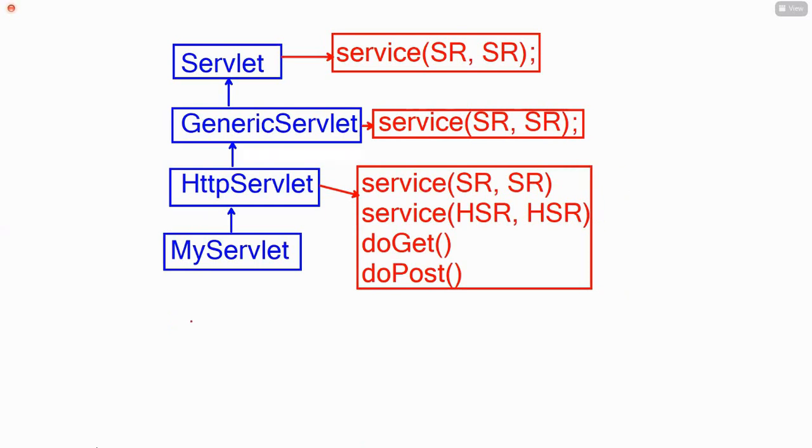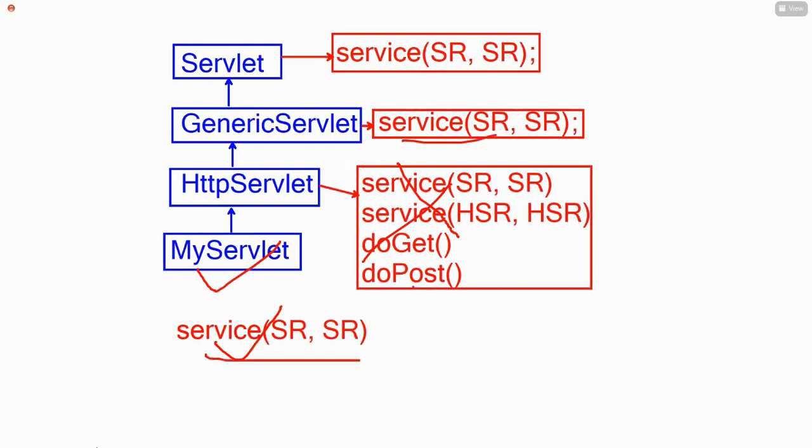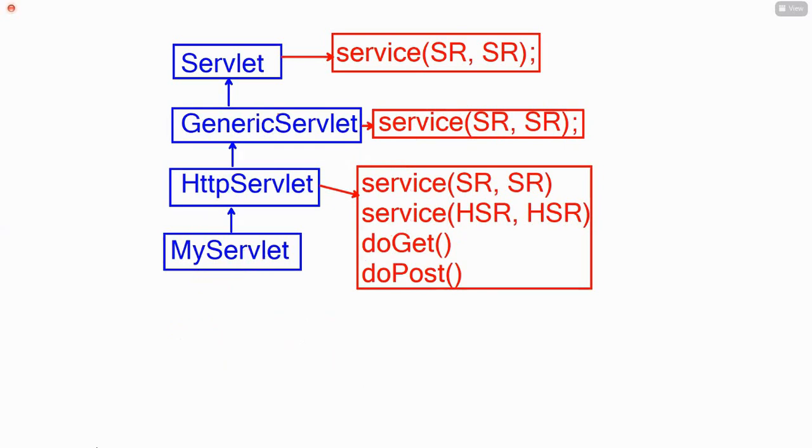Suppose I override service, which takes ServletRequest and ServletResponse. The web container creates the object of MyServlet. Then which service is called, MyServlet's service or HttpServlet's service? It is called; all the others are not called. Then what will happen? There is no difference between GenericServlet and HttpServlet. That's why we should not override this service method if we extend HttpServlet.